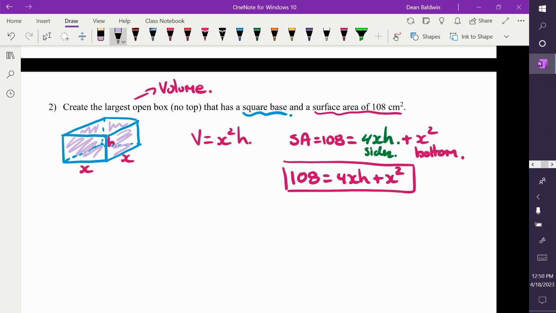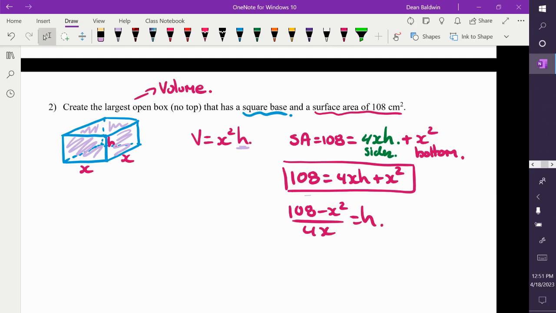Okay. So we got 108 is equal to 4xh plus x squared. What am I going to do with this formula right here? Solve for h. You could solve for x, but it's going to be a little trickier because there's multiple x's. So we're going to solve for h because I'm going to want to plug it into there. So 108 minus x squared divided by 4x is equal to h.